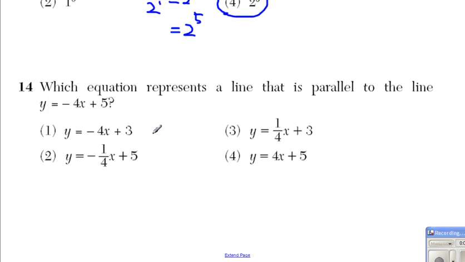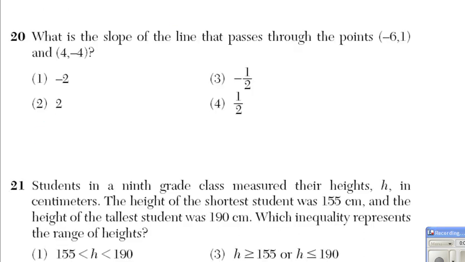Now, the fact that 2 lines are parallel means the slopes are equal. So when we see this equation, we look for another one that has the same slope. That's negative 4, which will be this one. So therefore, the first one will be our answer.